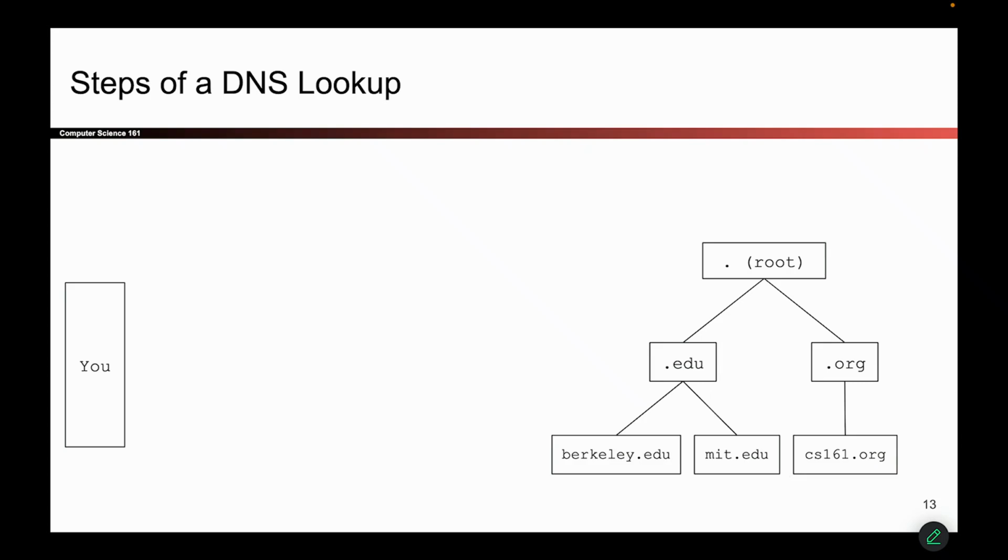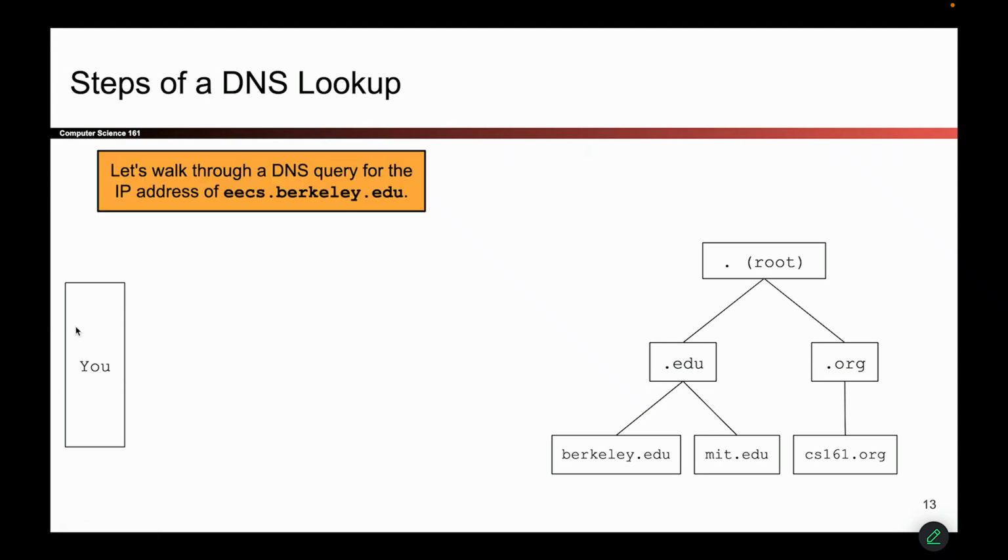OK, so with our two big ideas out of the way, now we can see what a DNS lookup looks like. So on the right, we have the DNS hierarchy. It's a bunch of name servers. The lines just represent who's a descendant of whom, but really it's just a bunch of computers sitting on the internet ready to answer your questions.